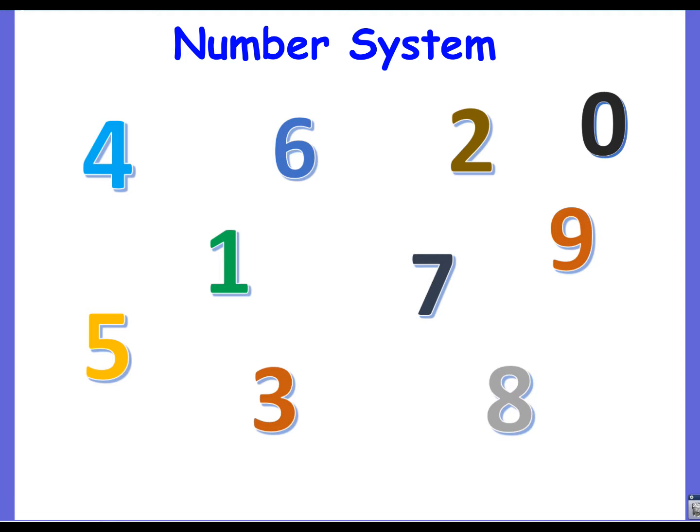Our number system uses characters that have become familiar in our day-to-day lives. So from 0, 1, 2, 3, 4, 5, 6, 7, 8, and 9, we can use and represent any number that we're given.